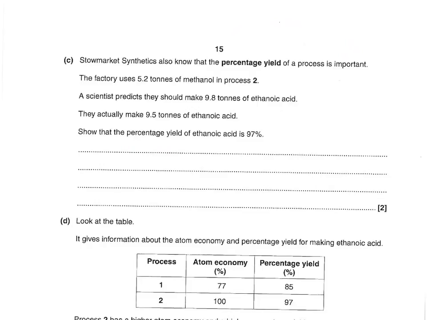Then next question, Stone Market Synthetics know that the percentage yield of the process is also important. The factory uses 5.2 tonnes of methanol in process 2. Scientists predict they make 9.8 tonnes of ethanoic acid. They actually make 9.5. So remember, the percentage yield is the actual yield, so 9.5 tonnes here, divided by the predicted yield times 100 to make it a percentage, and that equals 97%. So you've got to write out the equation that you'd use and then show it makes that number.